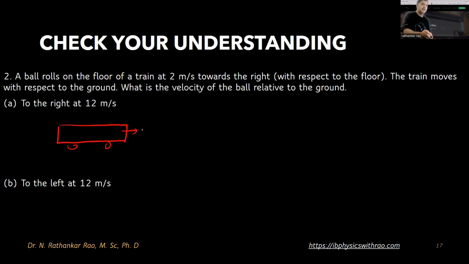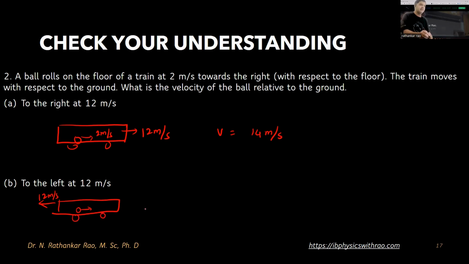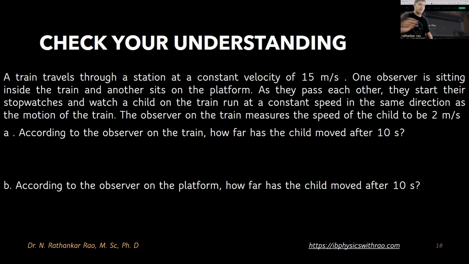If the train is moving at 12 meters per second and the ball inside the train is rolling at 2 meters per second, then what is the net velocity? Simple answer, v equals 12 plus 2, which is 14 meters per second. Now if the train is moving at minus 12 meters per second to the left, but the ball is still rolling like this, in that case what's the velocity? This is now 2 minus 12, which equals minus 10 meters per second. Okay, now let us take up one more example.